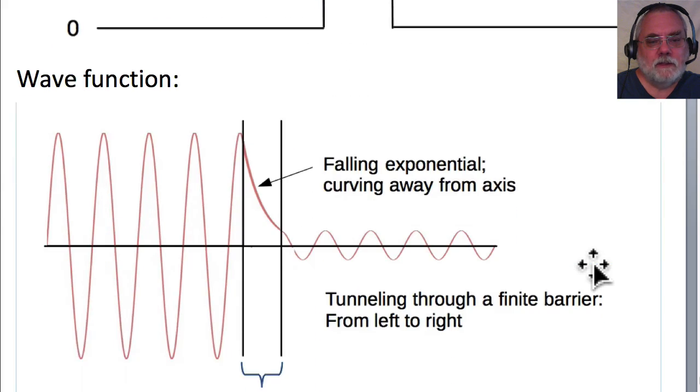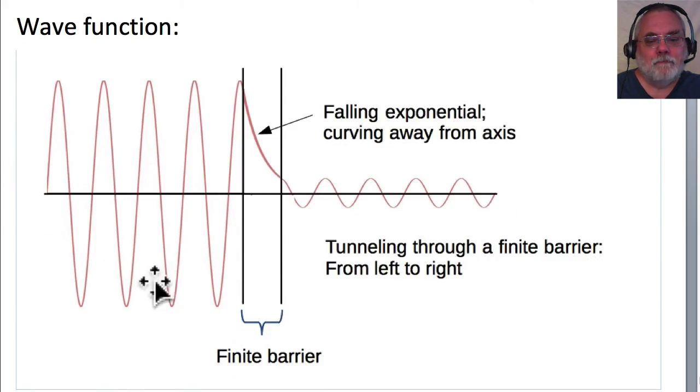Now, the wave function looks like this. For a free particle, this is the spatial component of the wave function. I'm not showing the time dependence. The spatial component of the wave function looks like a sine wave to the left of the left barrier and is curving toward the axis, positive kinetic energy. But in the barrier region, the wave function must curve away from the axis. It must be an exponential, and it is.